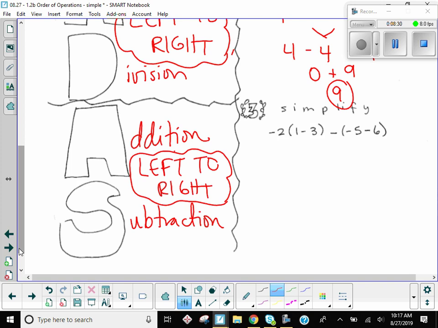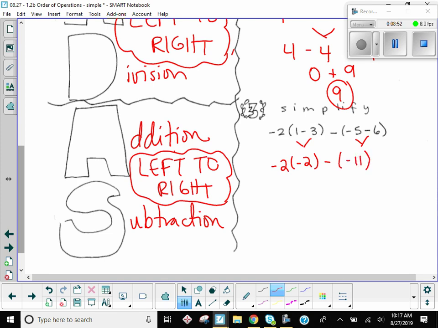So I'll bring this -2 down. Simplify inside. What is 1 minus 3? -2. I think you skipped ahead a step. So -2. I'm going to bring down this minus that's in the middle. And then do these parentheses. What's -5 minus 6?